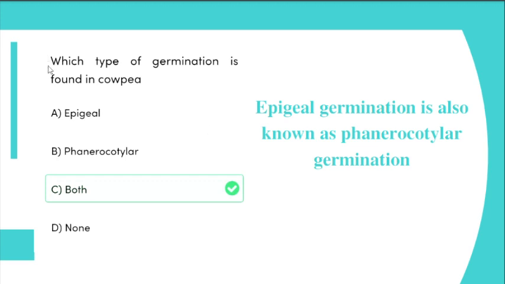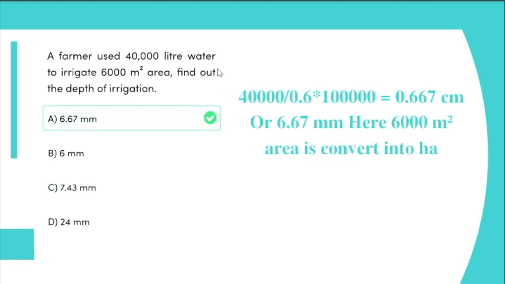Which type of germination is found in cowpea? So in cowpea, both epigeal germination and hypogeal germination are found. Next question. A farmer used 40,000 liters of water to irrigate 6,000 square meters of area. Find out the depth of irrigation.